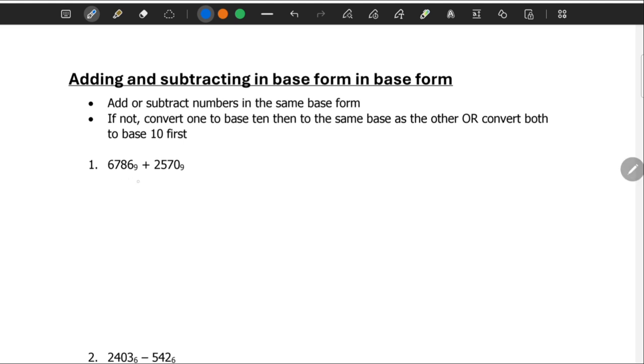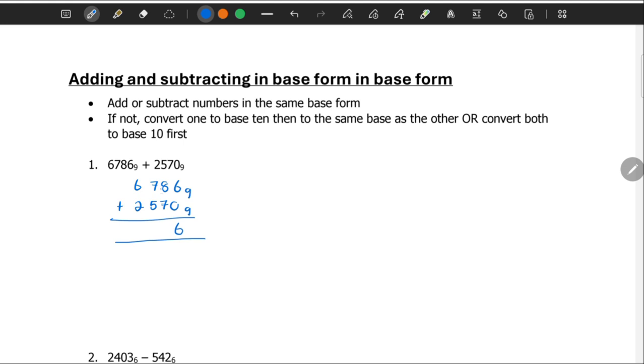So the first example we're given is 6,786 to base 9 plus 2,570 to base 9. And we're asked to add those two. Unless the total of the addition exceeds 9 or is equal to 9, you just write down the number as is. If it's above, you write down the remainder. So in this case, the first one is 6 plus 0, that's going to be 6. It's less than 9, so that's okay.